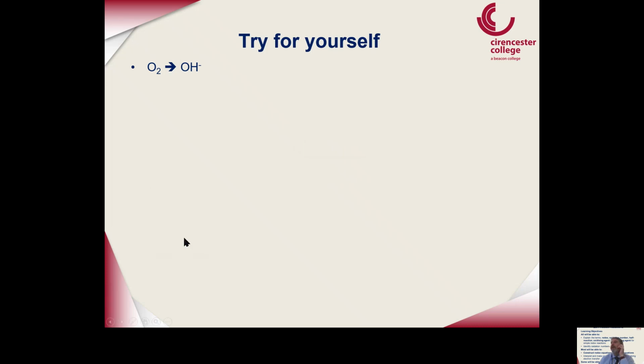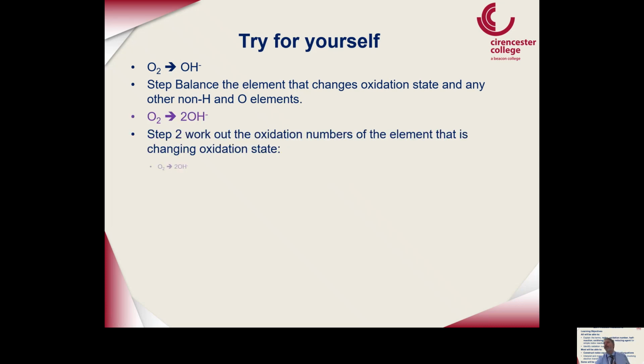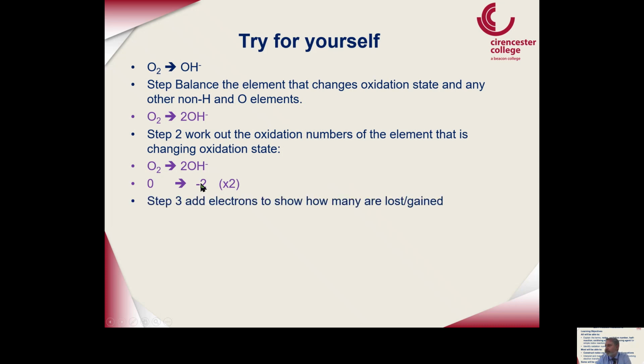Okay. So balance the elements, charges, state. So the O2 minus does that. So work out the oxidation. So yeah, we need to make that 2OH minus because we had 2 oxygens here. Look at the oxidation numbers. So oxygen is 0. Now it's -2, but times 2.